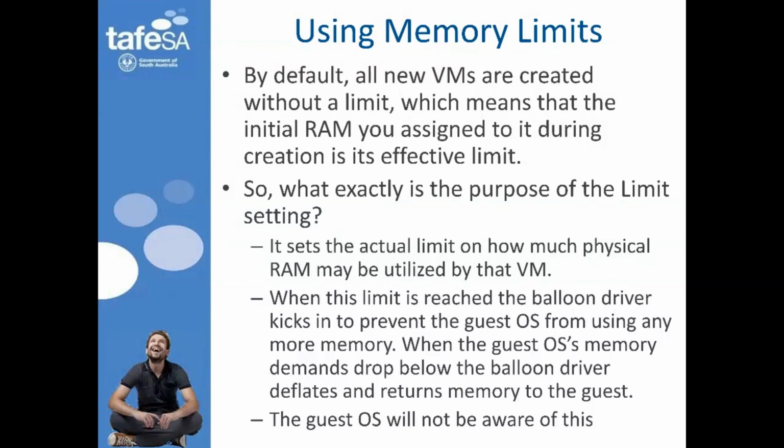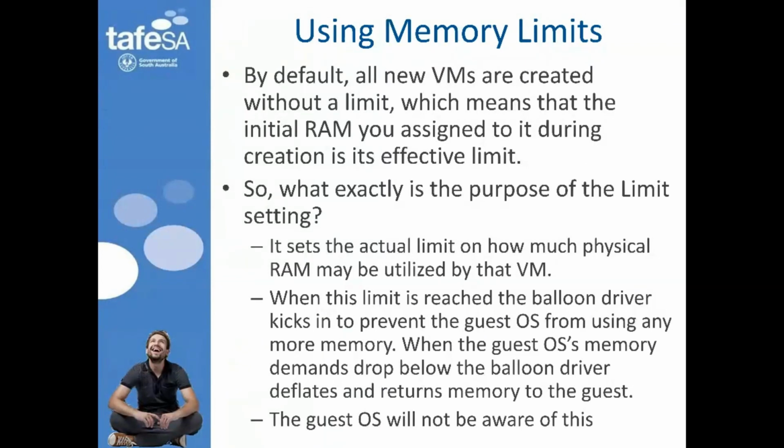It sets the actual limit on how much physical RAM. Okay, when you create the virtual hardware, you say 4 gigs. That is a limit if there's plenty of RAM on the host. But if there's not enough RAM, this setting means that this virtual machine will never use more than 1 gig. Let's say it's 1 gig of RAM. It sets the actual limit on how much physical RAM that the VM might use.